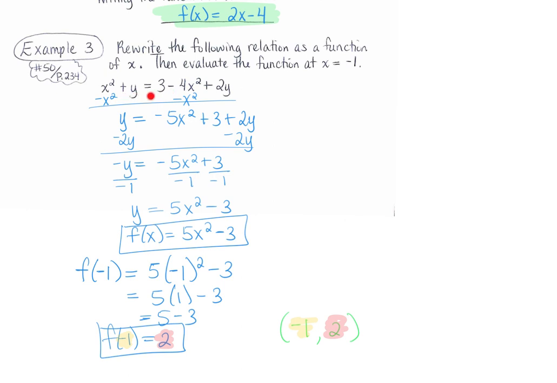So a relation is a set of ordered pairs. So a function is a relation. So because this is a function, we know it's a relation. It's a set of ordered pairs. You can get many ordered pairs from this particular function. We just chose one. We found negative 1 comma 2. But you have many ordered pairs that go with this. That's why this is a relation.